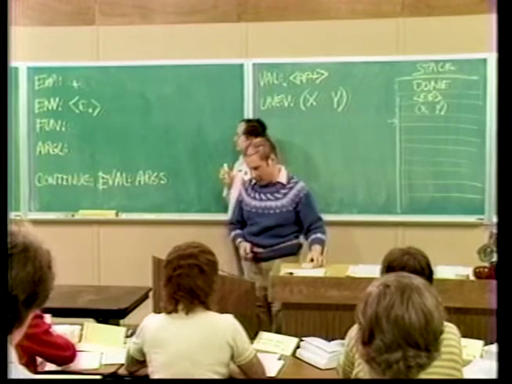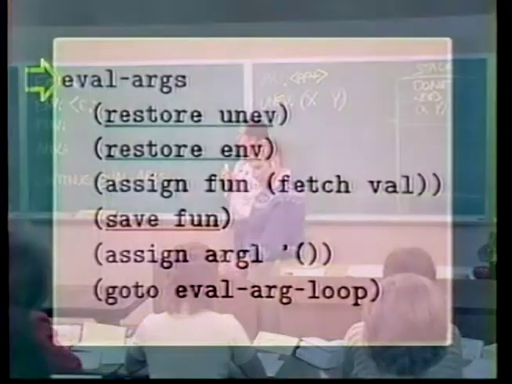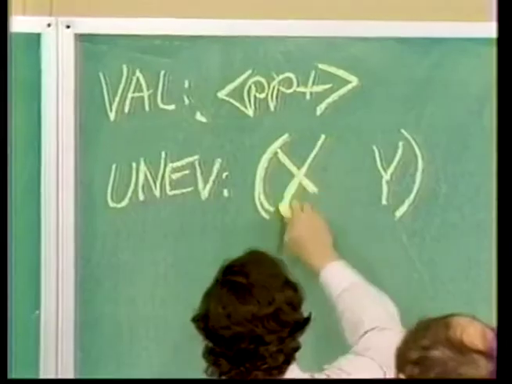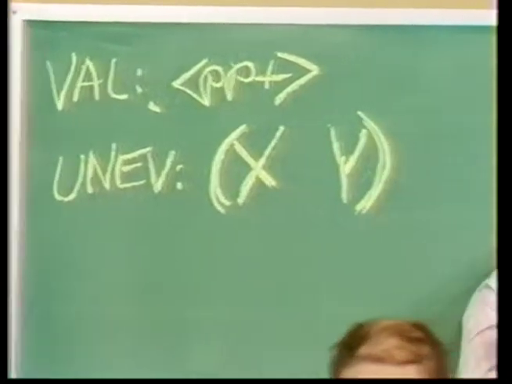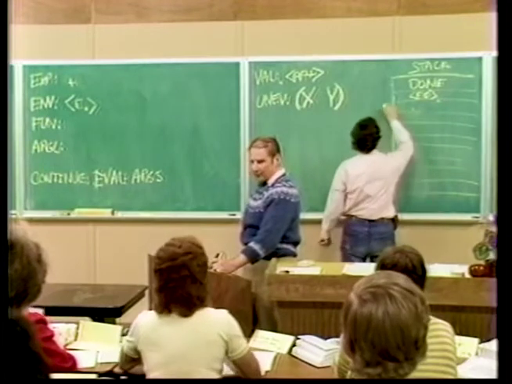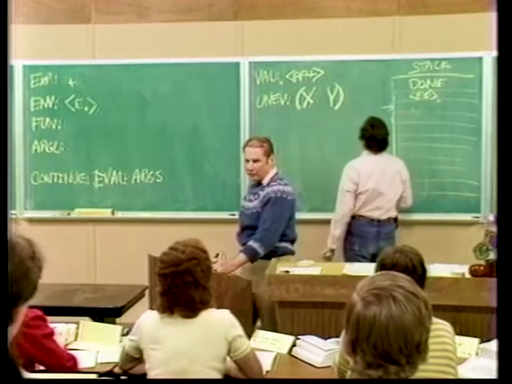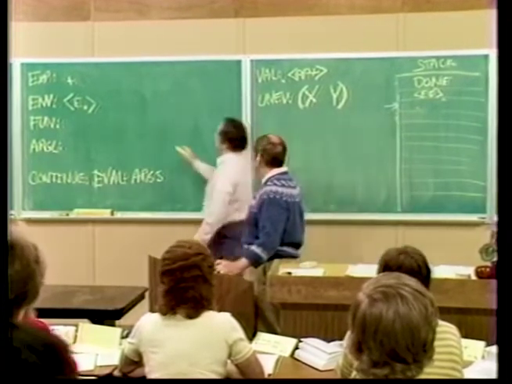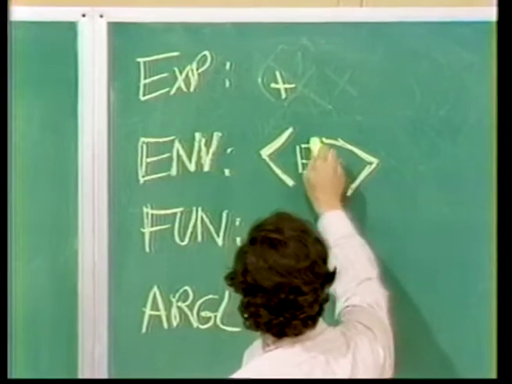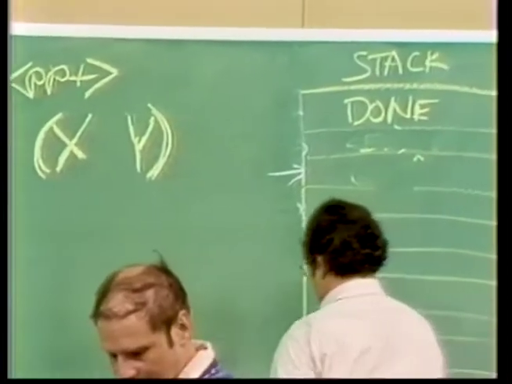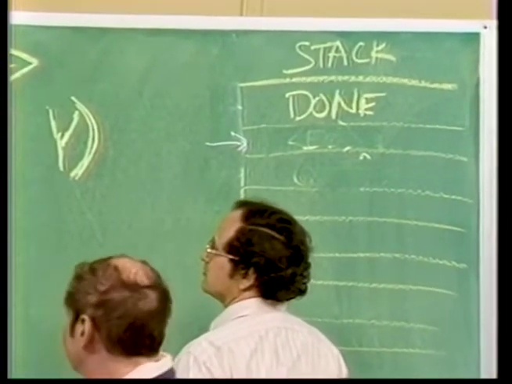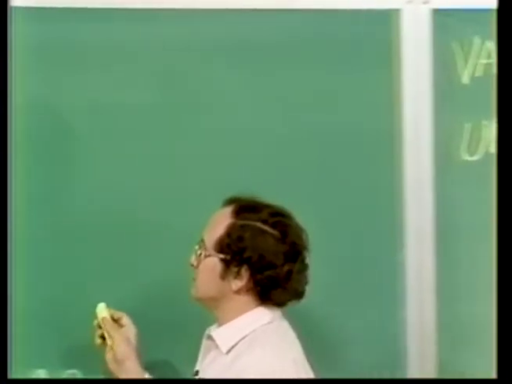So we come back here at eval args, and what do we do? We're going to restore the stuff that we saved. So we restore UNEV. And notice there it wasn't necessary, although in general it would be. It might be some arbitrary evaluation that happened. We restore ENV. Okay, we assign to fun fetch of val.